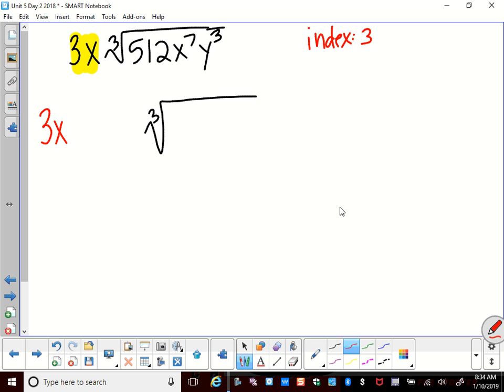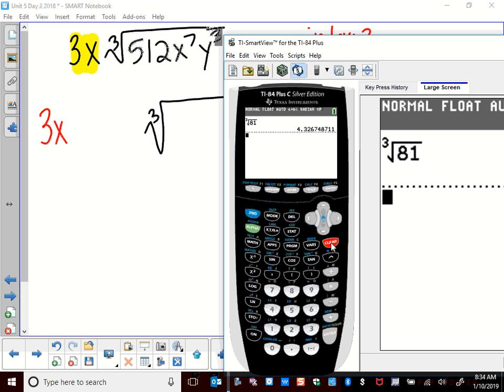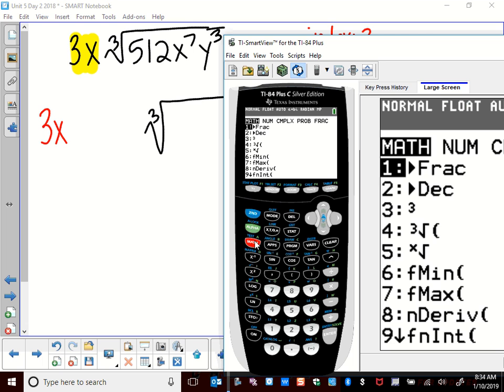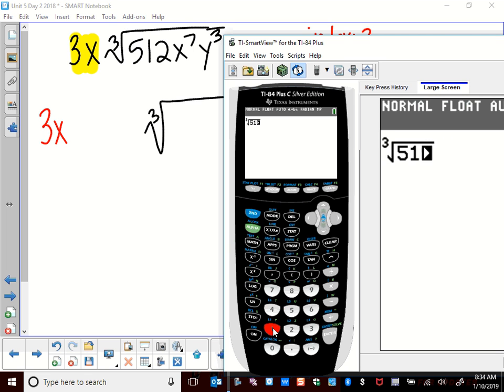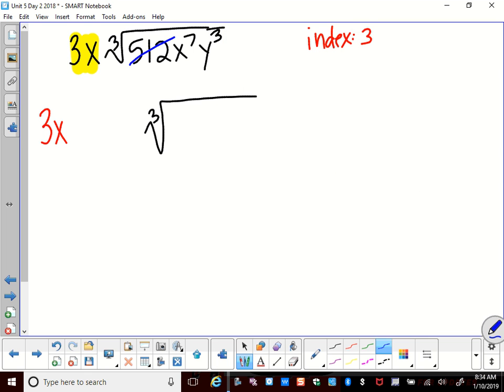All right, now we have 512. Let's grab our calculators. Don't just watch me do it. I want you guys to do it. We're looking for the cube root of 512. So I go to math, I go to number 4, and I'm typing in 512. What do you guys get? What's the cube root? 8? Yes. So 512 is done. That comes out to be 8. Because it's a perfect cube, we just bring it right out.